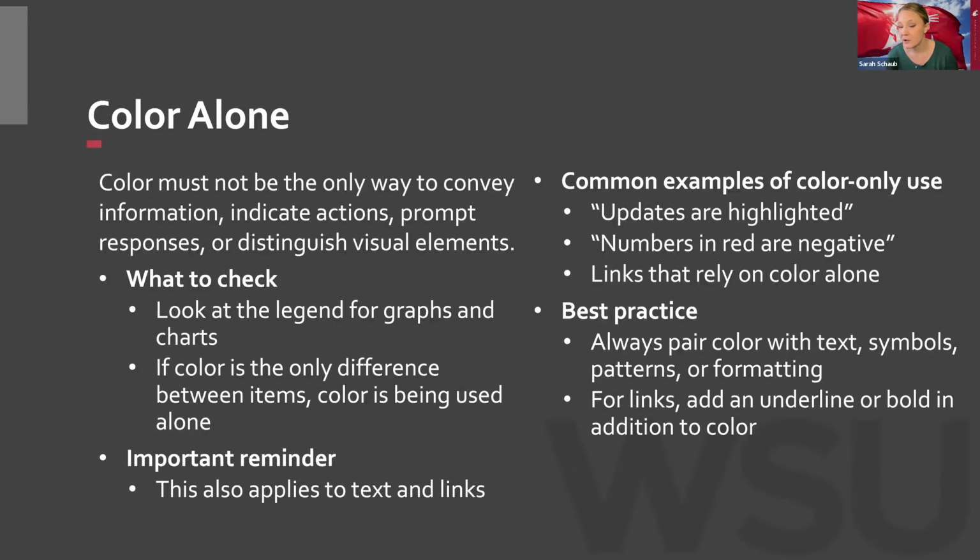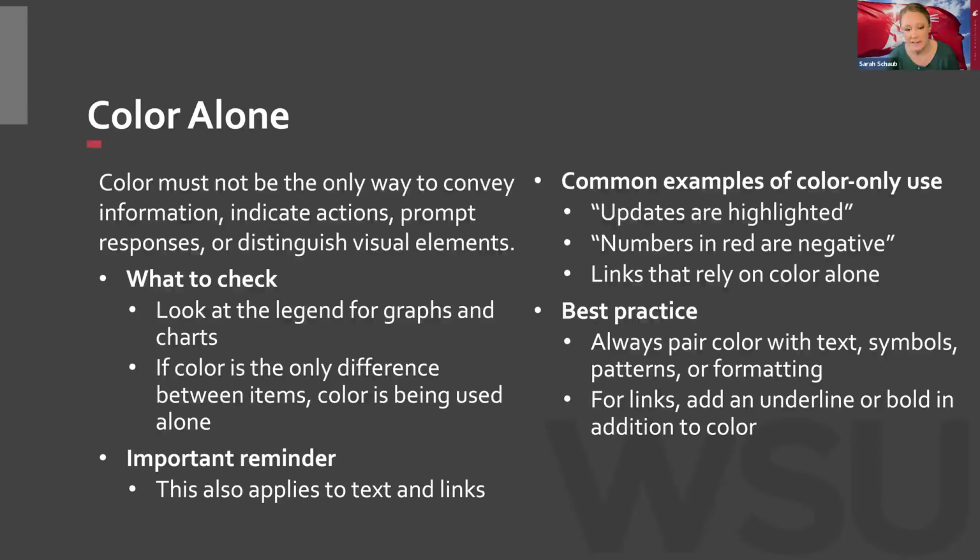Common examples of color alone use. Updates are highlighted. So if you're only highlighting the text, then you're just using color alone to emphasize the text. Another way to do that would be to also make it bolded and highlighted. Then you're using two different techniques in order to emphasize the text. Another example would be numbers in red are negative, and if you only had the numbers in red, somebody with color blindness might not be able to understand. So again, you would either need to add another element for visual distinction, whether it be bolded or emphasis, or italics.